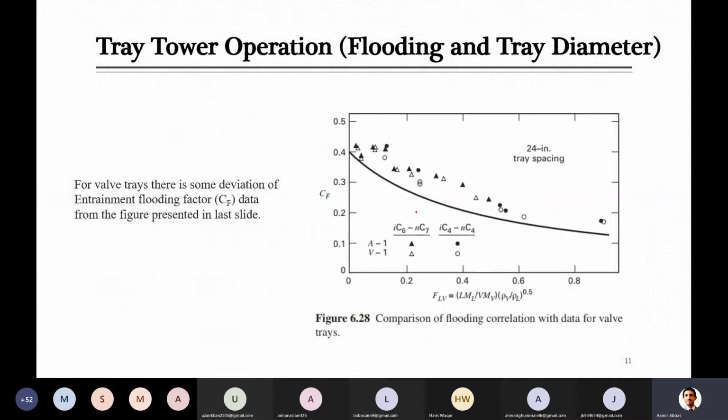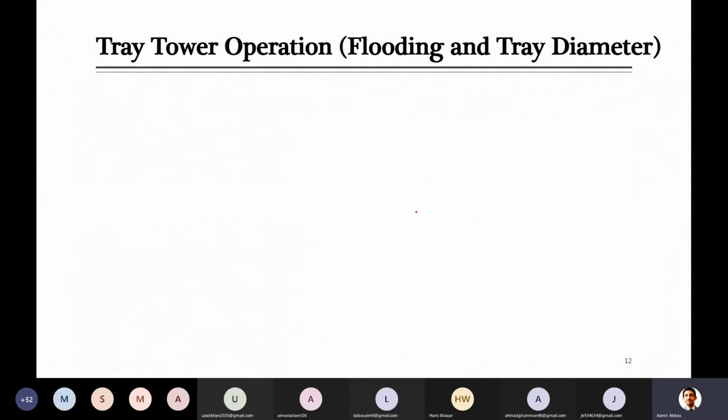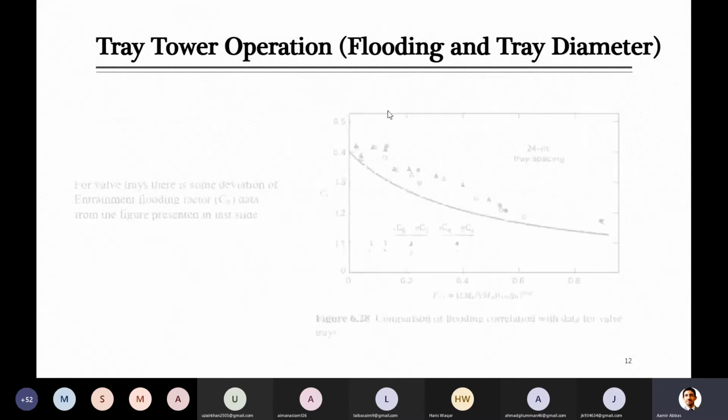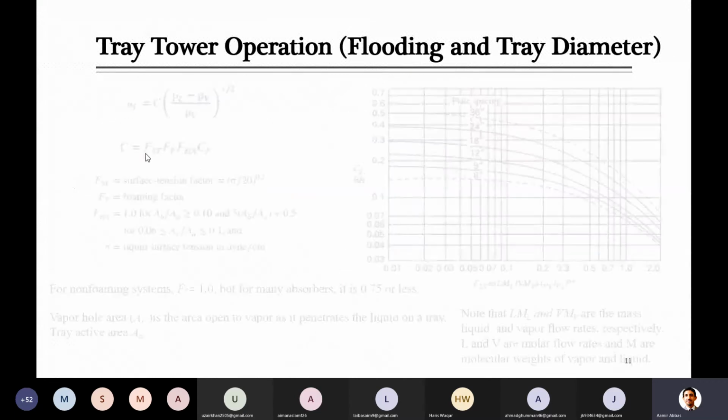When you have found the flooding velocity, as I said already, this flooding velocity is linked with the diameter of the tower. So how is it linked, or how can we find the tray diameter? That can be calculated while keeping in mind the flooding velocity, as we have just calculated the flooding velocity here with this equation.